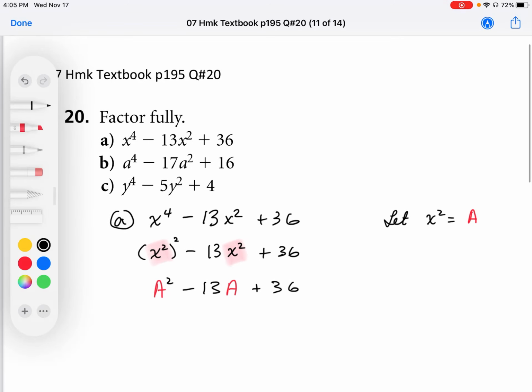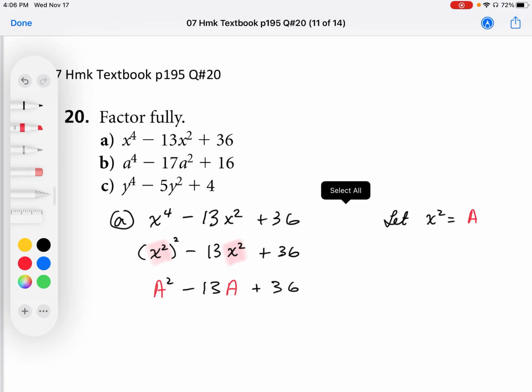So in question number 20, we're looking at 20a and it's asked us to factor fully. So we've been given a fourth degree polynomial, x^4 minus 13x squared plus 36. So I've rewritten it down here.